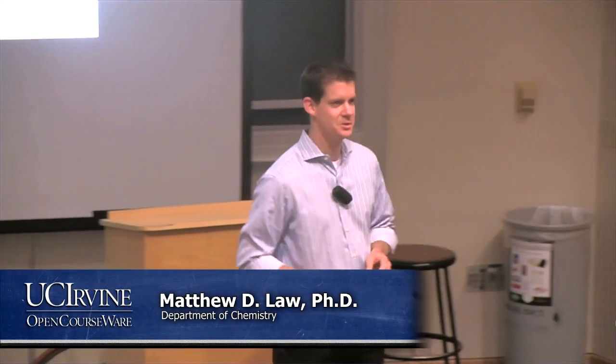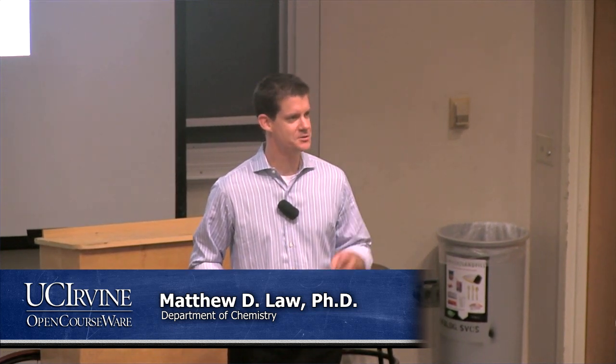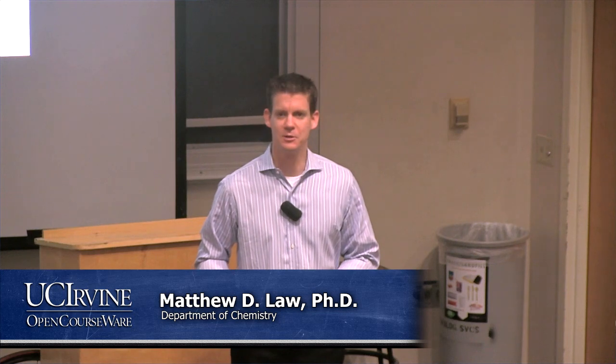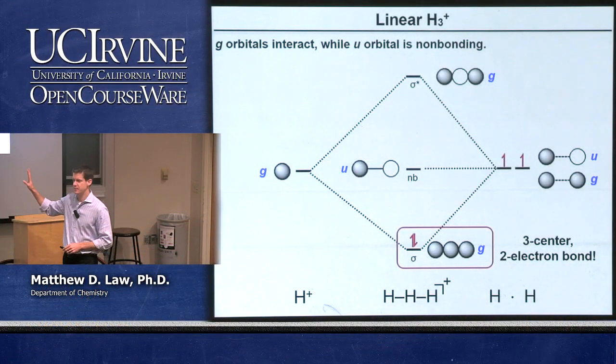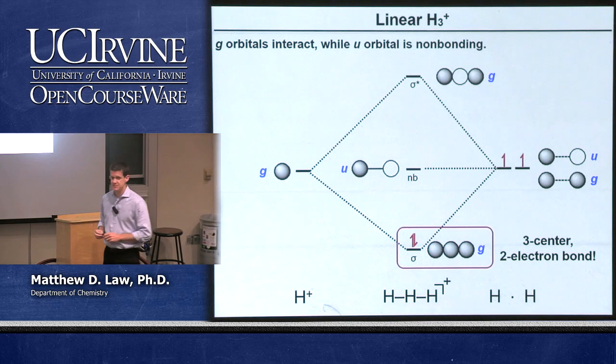Okay, so last time we were just beginning to build more complicated molecules. Our first 3-atom molecular orbital example is shown here. This is where we ended, where we did the molecular orbital diagram for H3+.